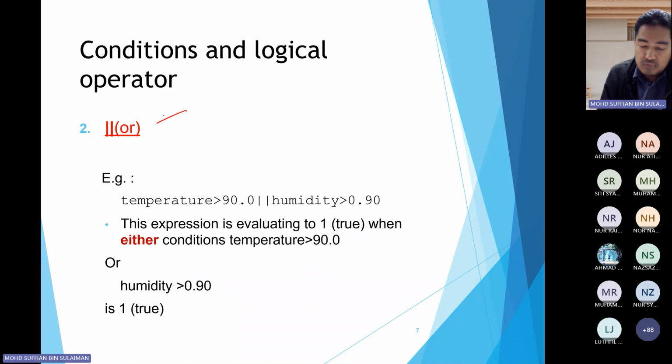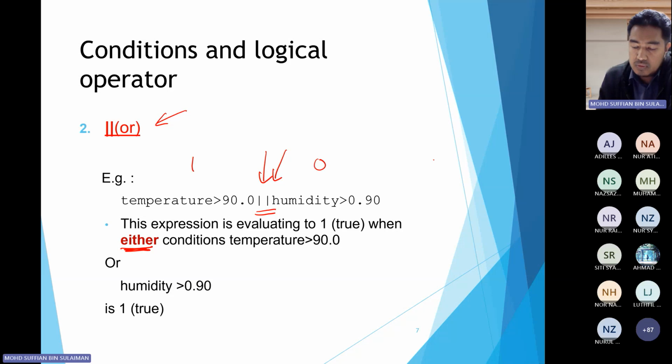Compared to OR, if you are using OR, this is the symbol of OR. This expression evaluates to 1, as true, when either condition, temperature greater than 90, is true. So meaning that either one: 1, 0 will be 1; 0, 1 will be 1. Either one must be true. If both are true, of course true. 1, 1, of course the result is 1.